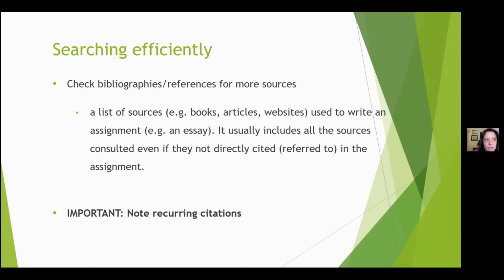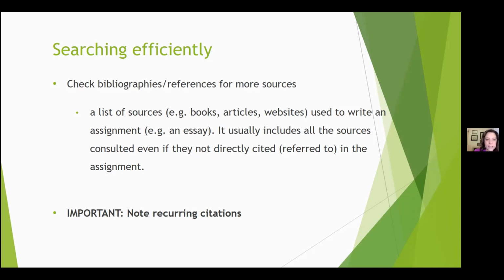So let's say you find an article that's really interesting that pertains to your question. If you go through that bibliography, you may find more articles that would pertain to your question instead of having to search blindly. So it's a good thing to check those bibliographies. So again, it's a list of sources, which are books, articles, and websites used to write an assignment. It usually includes all the sources consulted, even if they're not directly cited or referred to in the assignment.